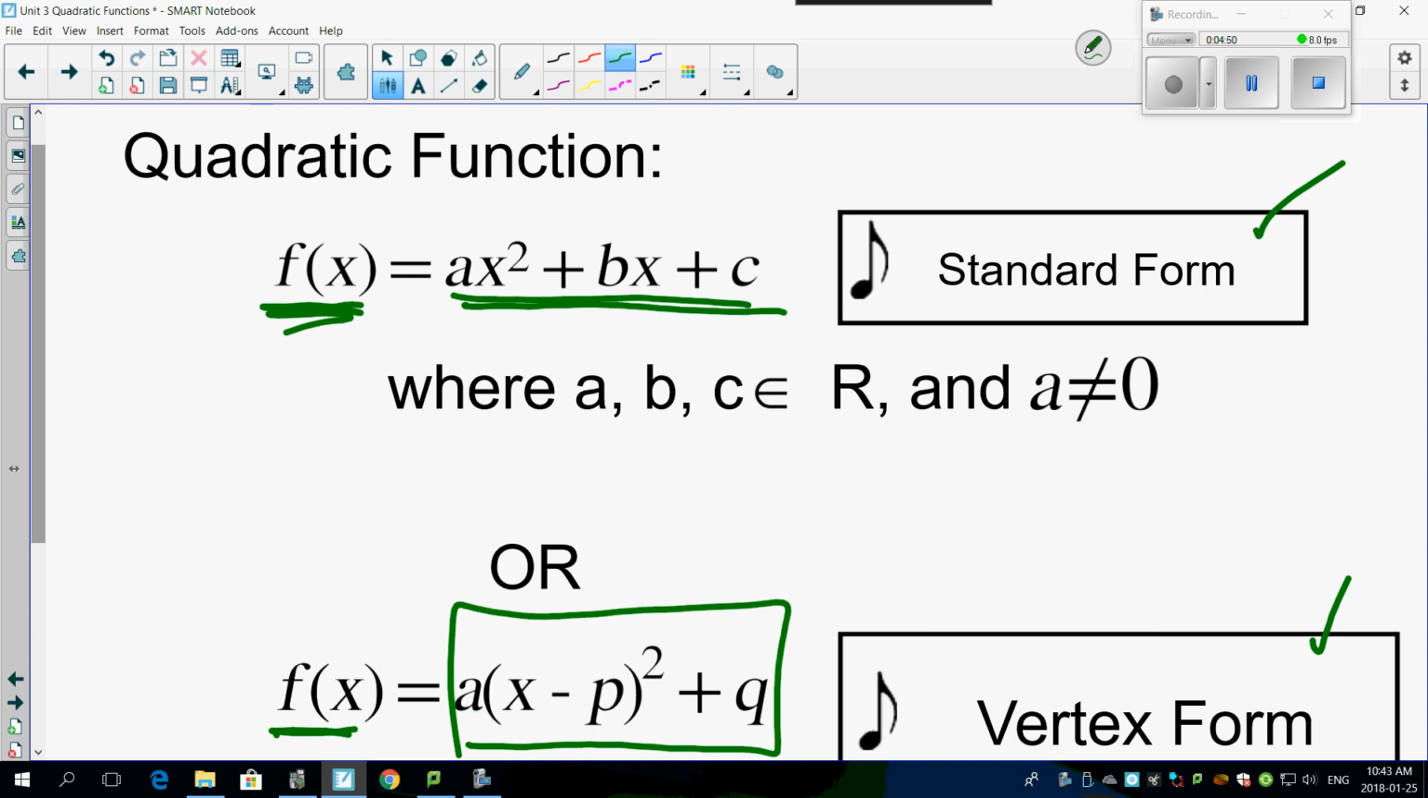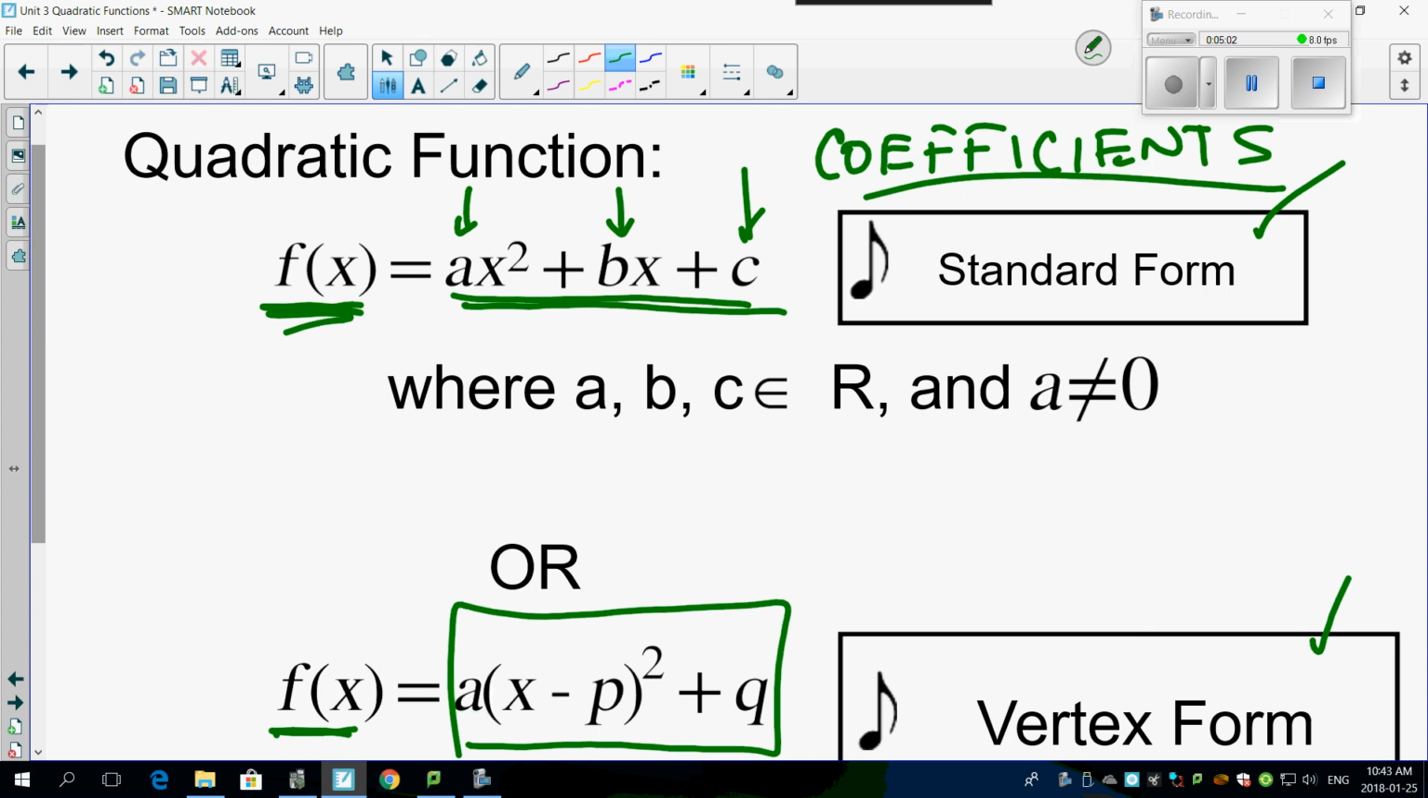Now, what does this mean? You're going to have things up front. Do you remember what those things are called? Yeah, those are called coefficients, right? Those coefficients up front are usually numbers. The numbers could be anything, could be decimals, fractions, big numbers, small numbers, who cares? The most important thing is this A here, you'll notice, cannot be 0.